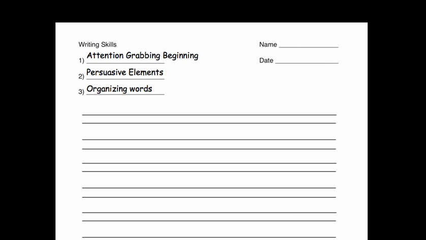Take a piece of the class writing paper, write your name and date. In the writing skills section, write attention-grabbing beginning, persuasive elements, organizing words.